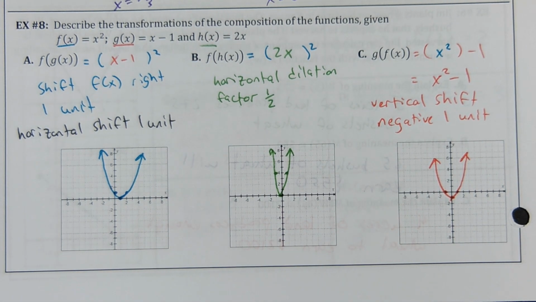Which means down. You know, they're not going to say up and down. They'll say positive vertical shifts for up, and they'll say negative vertical shifts for down.